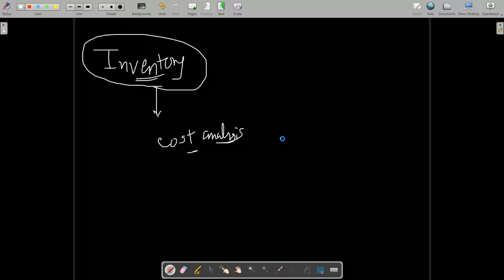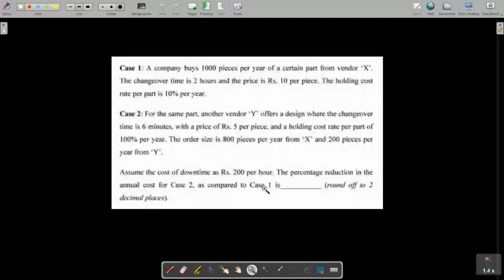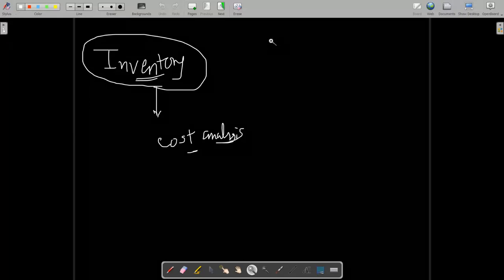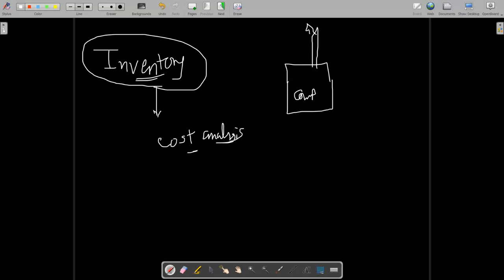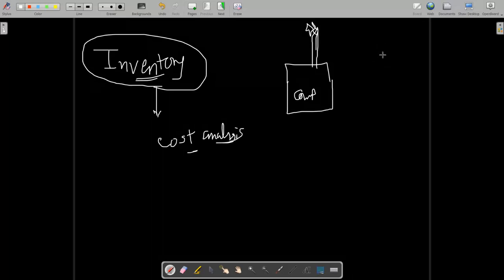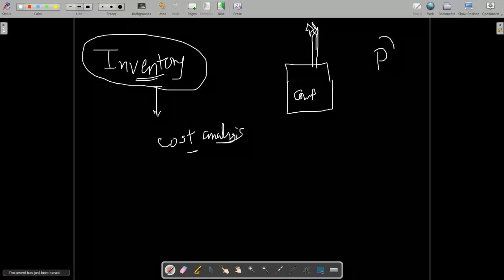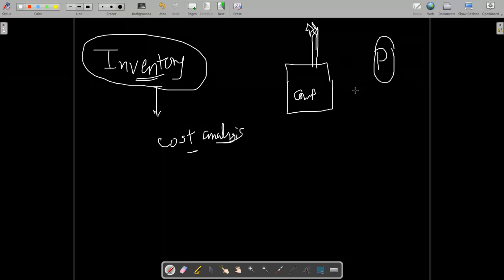So let's start. The overview is, there is one company, and it requires some parts. In the company many parts are required, and among them there is one part. Let us take part P, and the company requires it in 1000 quantity.